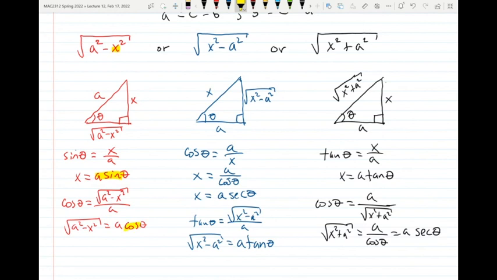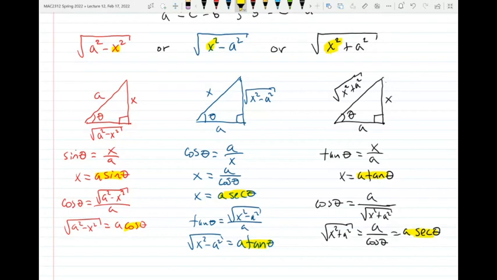Now, what happens if I put a times secant in here? You factor out your a squared and you end up with secant squared minus 1. What's secant squared minus 1? Tangent squared, which cancels with the radical, and that's why you get a tangent in here. And if I were to plug in a times tangent in here, the a squared factors out, and we end up with tangent squared plus 1. What's tangent squared plus 1? Secant squared. It cancels with the radical, and you get your secant.